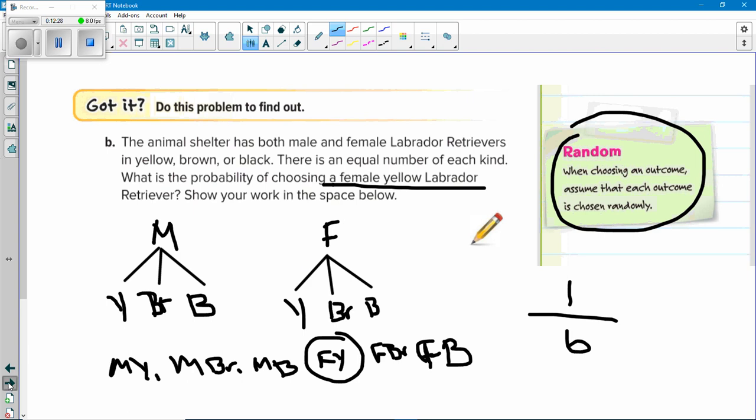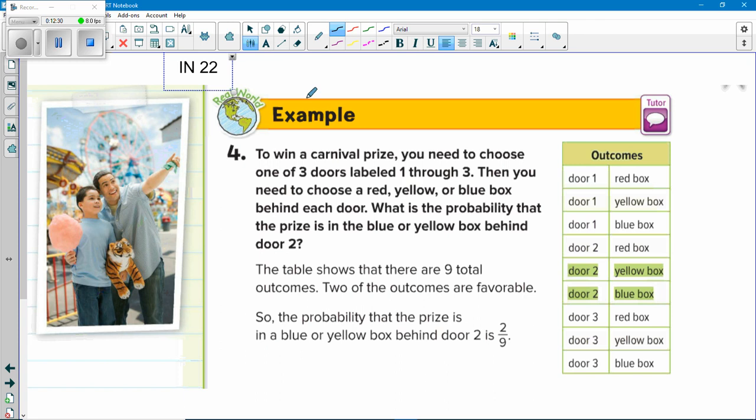Okay, now go to the next page, Indiana 22. Same thing, carnival games. You know, you go to the fair and they've got all those dudes showing you how easy it is and that you can never win because the basketball's overinflated and the rim's half the size it's supposed to be. So to win a carnival prize, you need to choose one of 3 doors labeled 1 through 3, and then you need to choose a red, yellow, or blue box behind each door. What's the probability that the prize is in a blue or yellow box behind door 2?